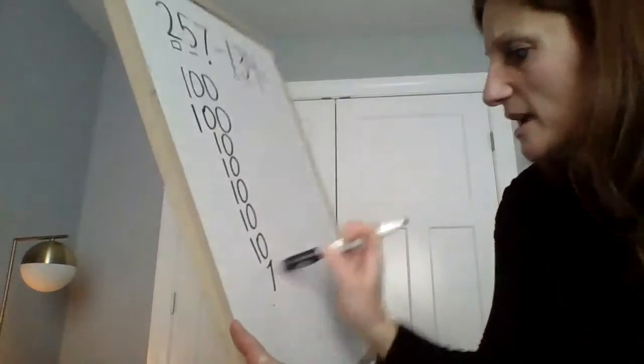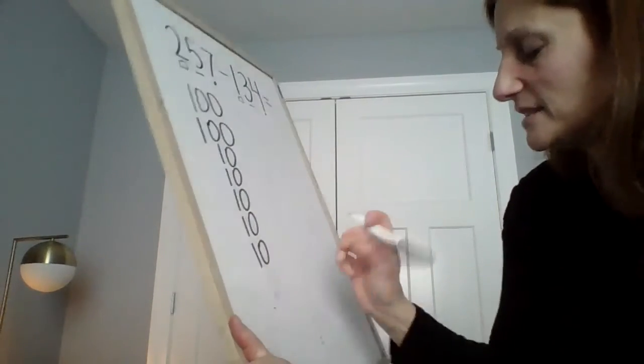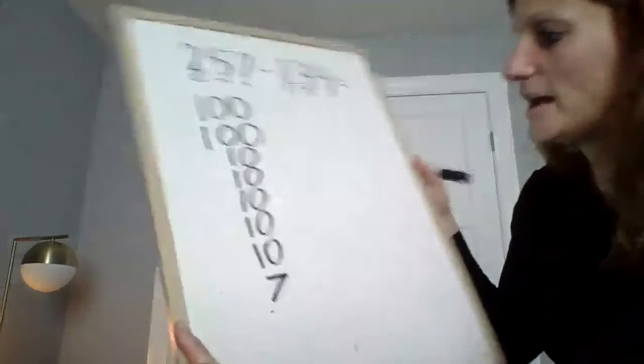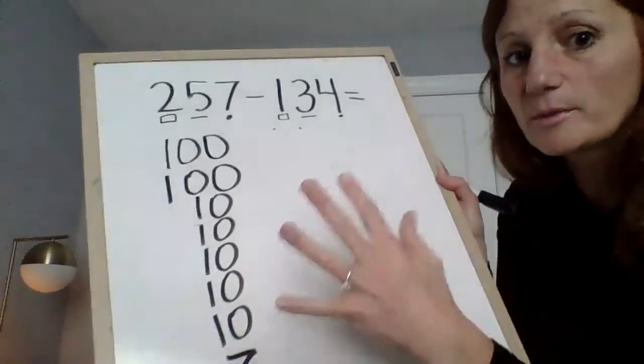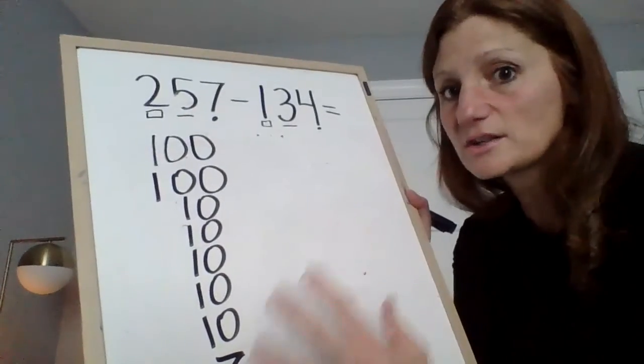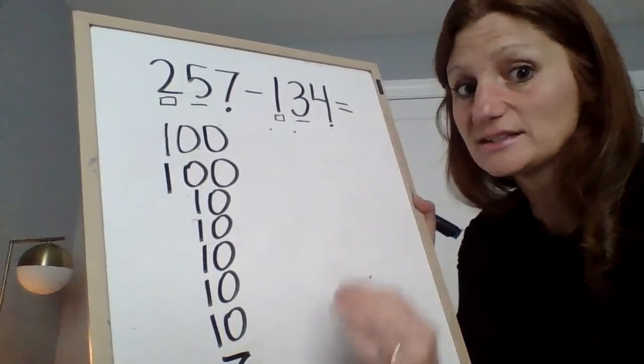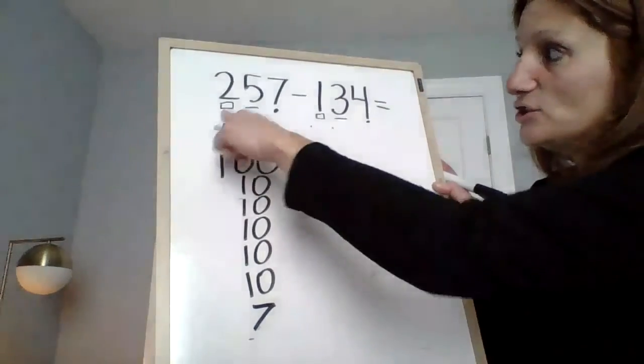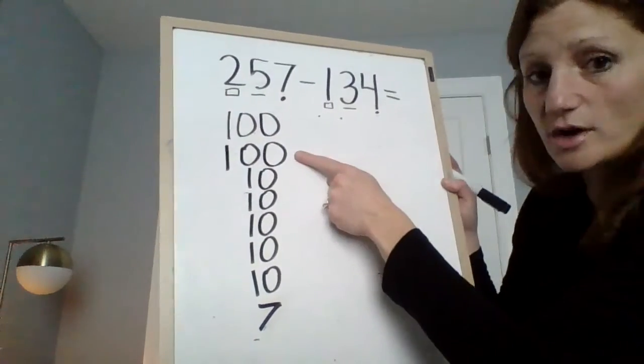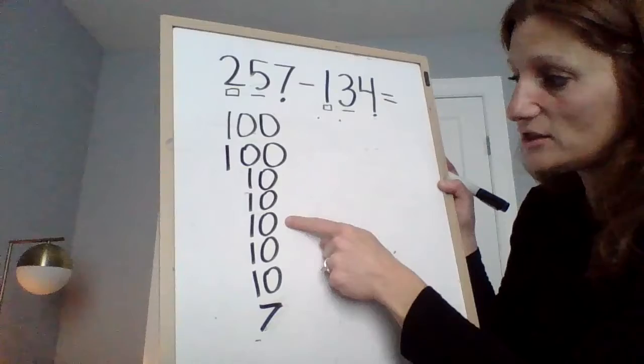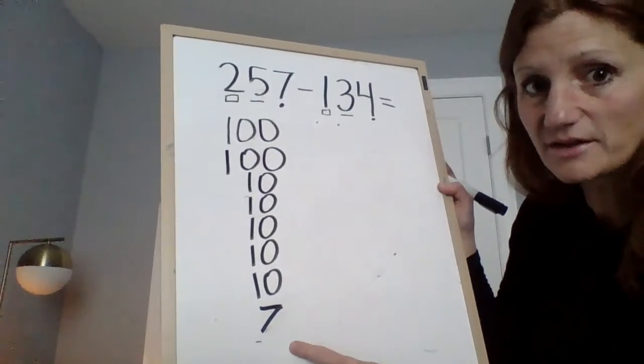257. Now I want to make sure that's a slanty, messy 7. Let's fix that up. Okay. So we want to make sure before we go any further that we built our tower accurately. We have exactly the right amount in it. So we need 257: 100, 200, 10, 20, 30, 40, 50, and 7.